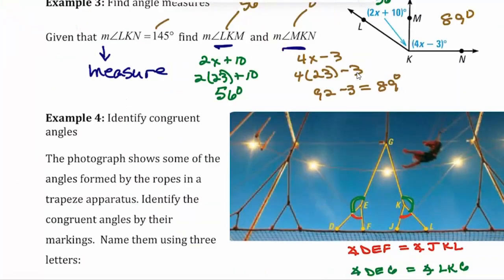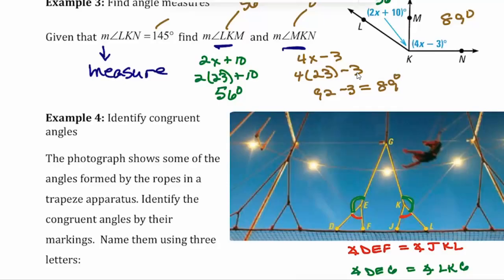Okay, I'm going to change my color. And you see you have 2 little, almost like arcs or rainbows. That has 2. This has 2. That means that they're both equal. So that's angle DEG is going to equal angle LKG. Okay, so those are the angles that are equal.